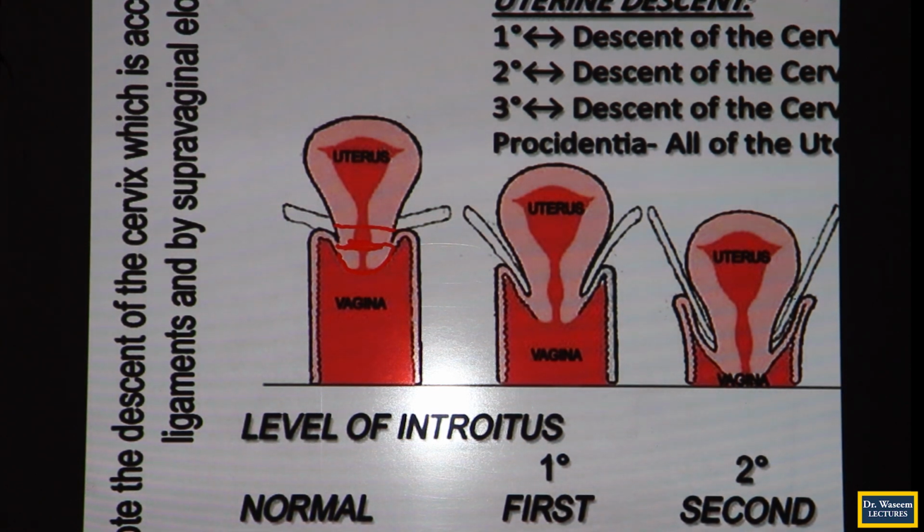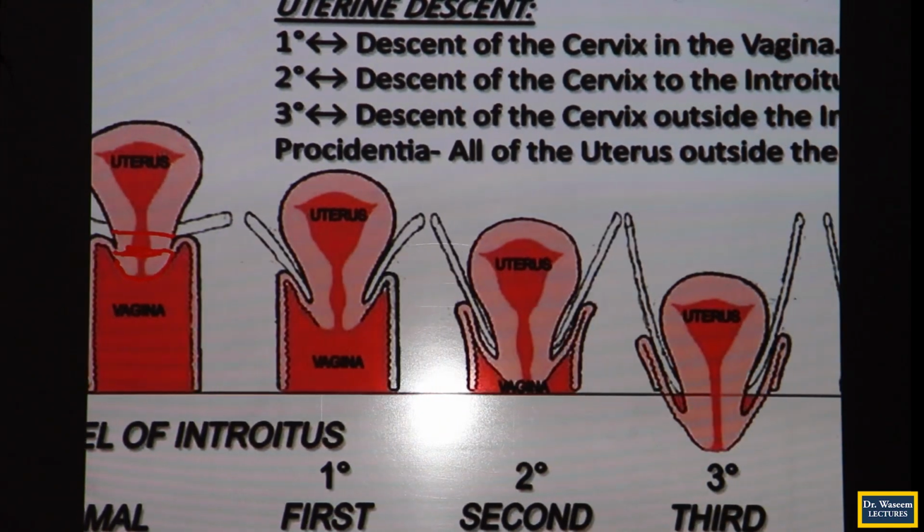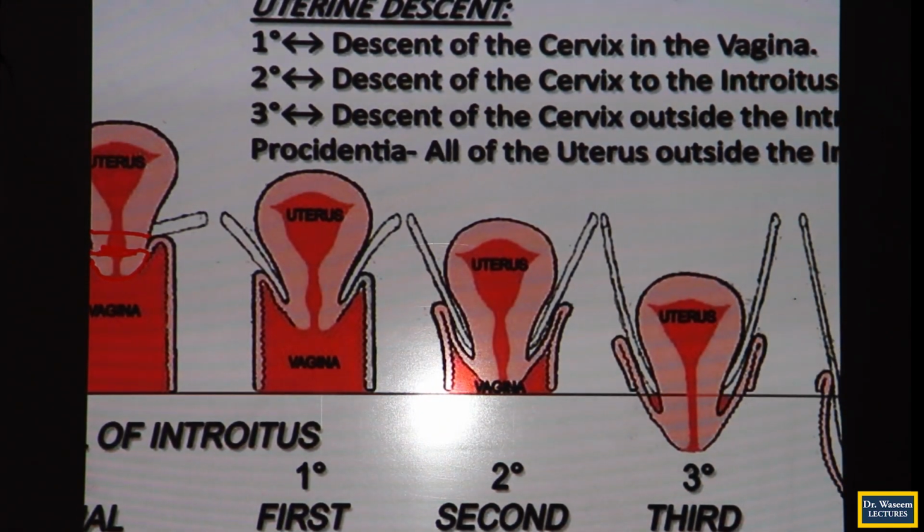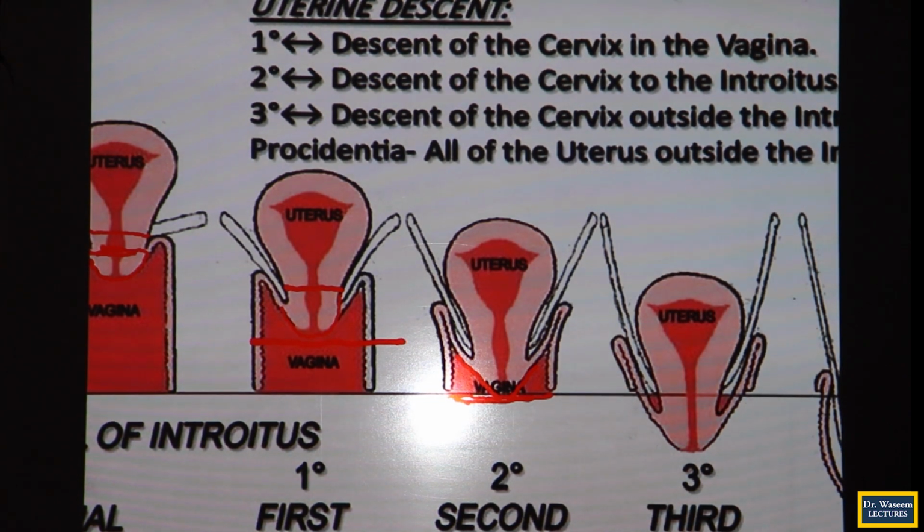That is the normal position. But when there is descent of the cervix into the vagina, and the descent is total, meaning the total cervix is within the vagina with no supravaginal part of the cervix any longer, you call it first degree prolapse. It is still in the upper part of the vagina, but the total cervix is within the vagina. When the descent of the cervix is up to the introitus of the vagina, the last part of the vagina, you call it second degree prolapse.